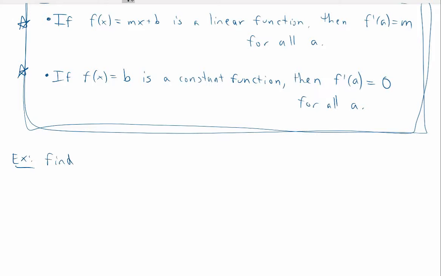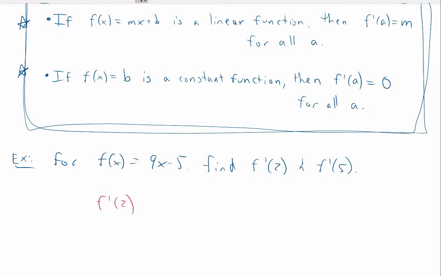Let's consider the function f of x equals 9x minus 5. And we just want to find f prime at 2 and f prime at 5. It is as simple as you might be thinking it is. When I say f prime at 2, I mean find the derivative at 2. What do you notice right away about f? f is a linear function.